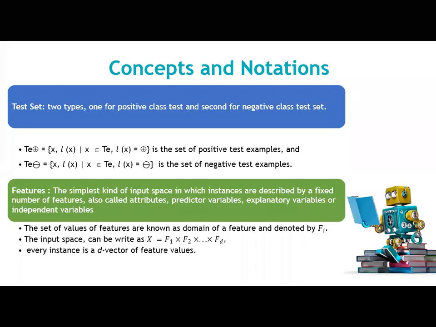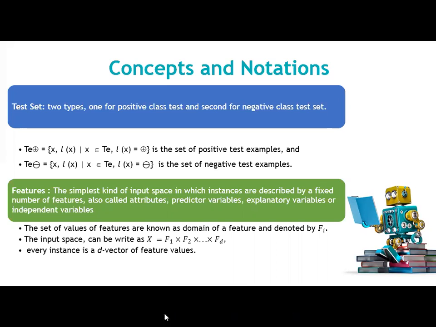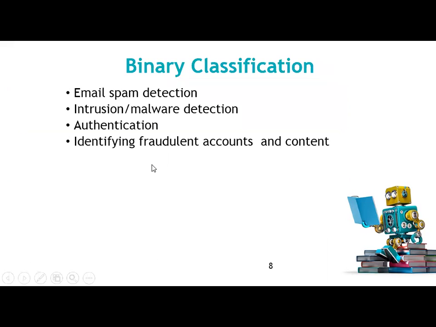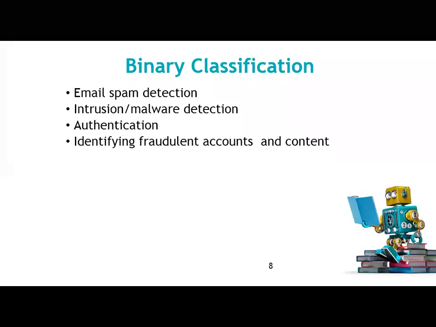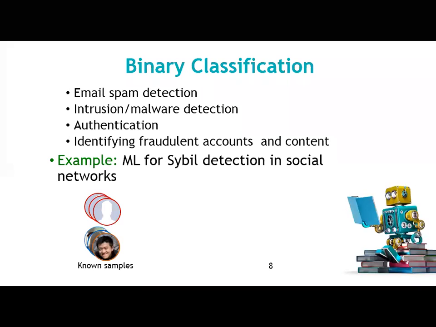These are your features, F1, F2 up to FD, and every instance is a D-dimensional vector of feature values. So this is the concept. Now we are going to see some examples of binary classification, where you can apply it: malware detection, authentication, and when we have to identify a fraud account, at that time it will work.